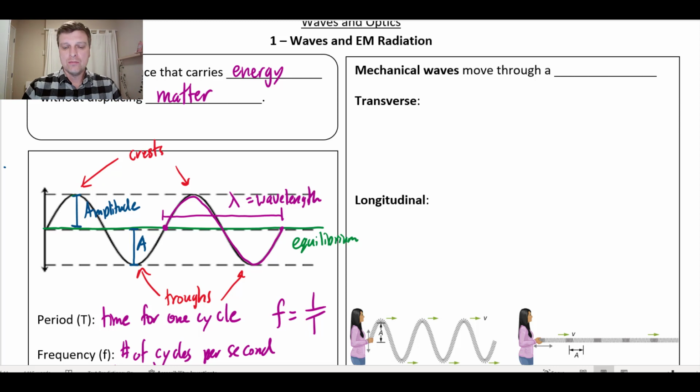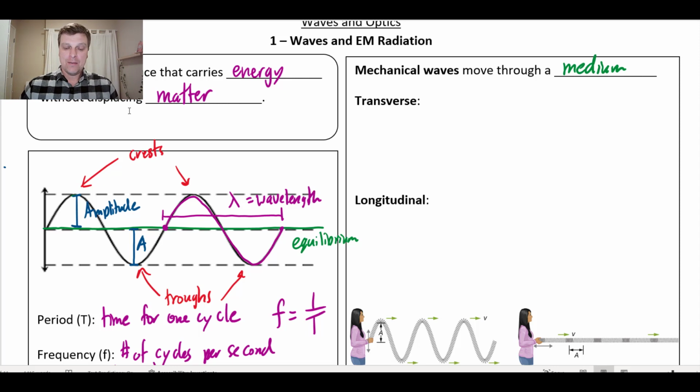Mechanical waves move through a medium. A medium is anything that a mechanical wave travels through. You could imagine the sound you're hearing right now is traveling to your eardrum through air. So air is the medium for the sound wave. You can imagine water waves traveling through a medium of water.